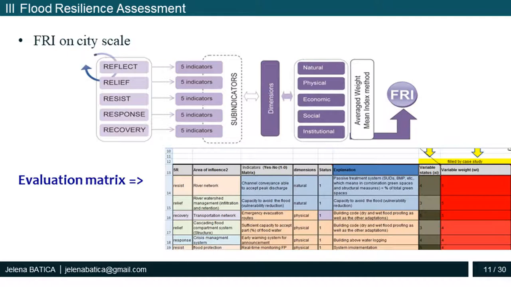The flood resilience index on city scale, so on big scale, is defined through different elements of the flood risk management cycle that we rearranged to fit the 5R, and each has 5 different indicators and a set of sub-indicators. And this is developed with the matrix within an Excel file that is filled, and then at the end, this is all transformed with the different dimensions: natural, physical, economic, social, and institutional. And by use of the average weight mean index method, we are calculating the flood resilience index on a scale from 1 to 5, where 1 is very, very low flood resilience index for the given case study, and 5 is the maximum value of the flood resilience index. So the case study is resilient.